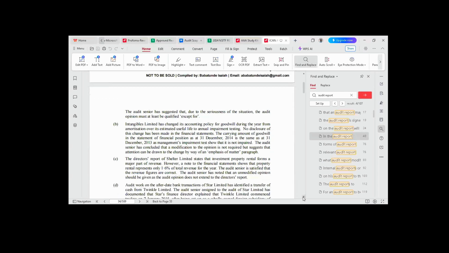The third one: the Directors' report of Shelters Limited states that investment property rental forms a major part of revenue. However, a note to the financial statements shows that property renting represents only 1.6% of total revenue for the year. The audit senior is satisfied that the revenue figures are correct.